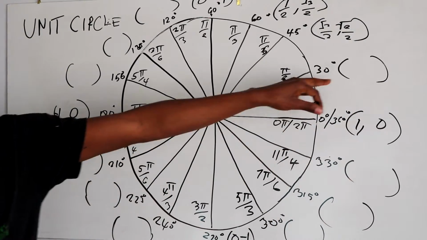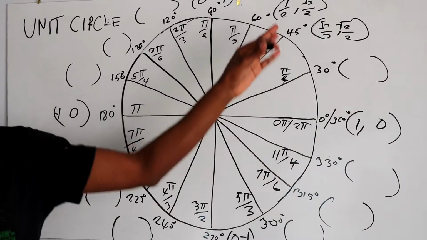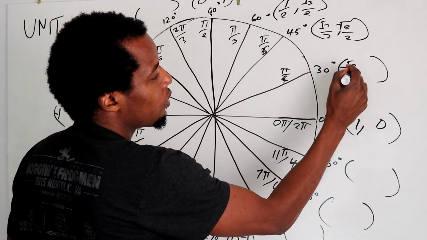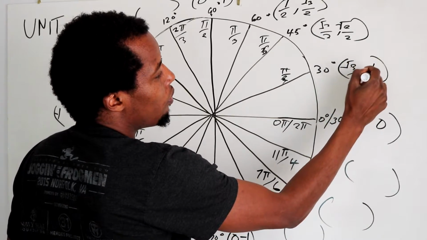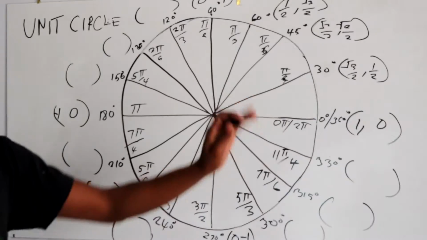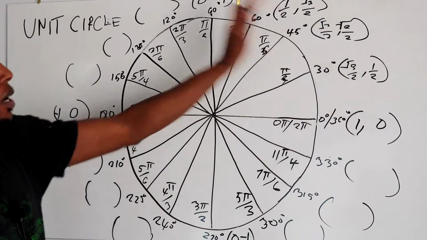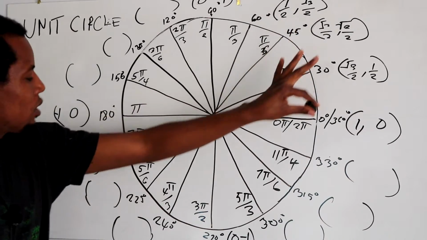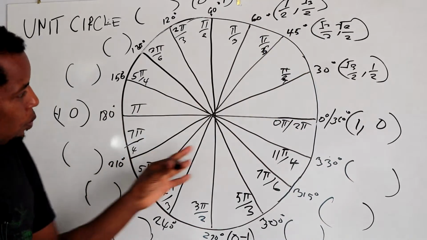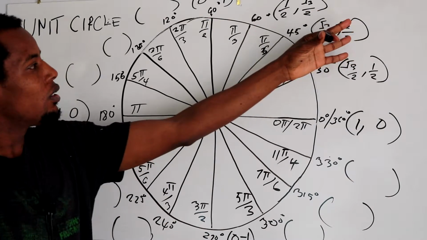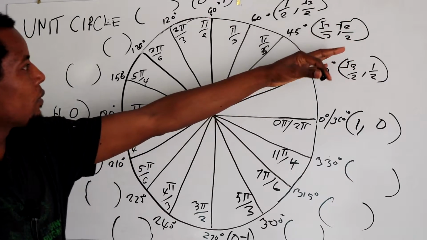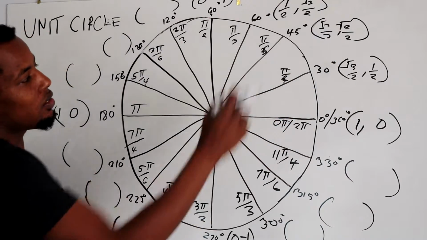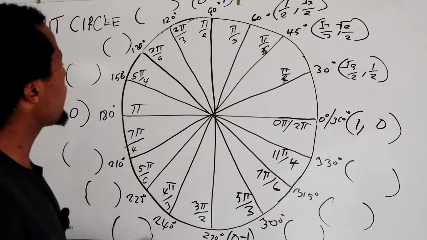30 degrees is going to be the opposite of 60 degrees. It was 1 over 2, root 3 over 2. It's going to be root 3 over 2 and 1 over 2. That's it, guys. Once you get that one, you're done with the rest of the quadrants, right? The third quadrant is going to be the opposite of the first quadrant, but the second quadrant is the same as the first quadrant, but with the change of sign on the x coordinate.